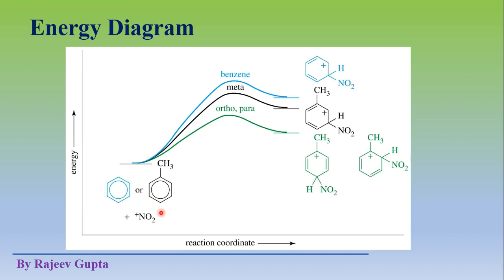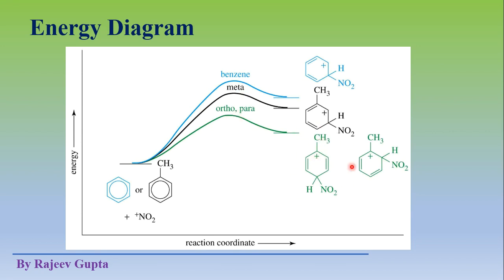consider this toluene molecule with this nitronium ion. Suppose ortho and para attack take place, then the potential energy of the obtained intermediate will be lower compared to the intermediate from meta attack. See, the transition state in both cases: the energy of the meta attack transition state is high compared to this.